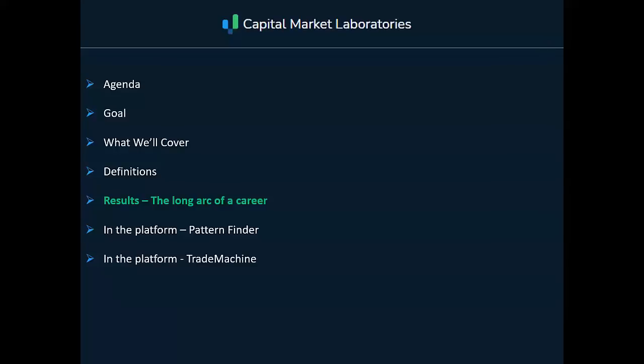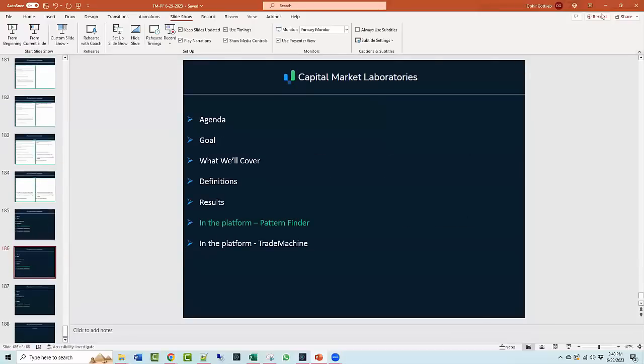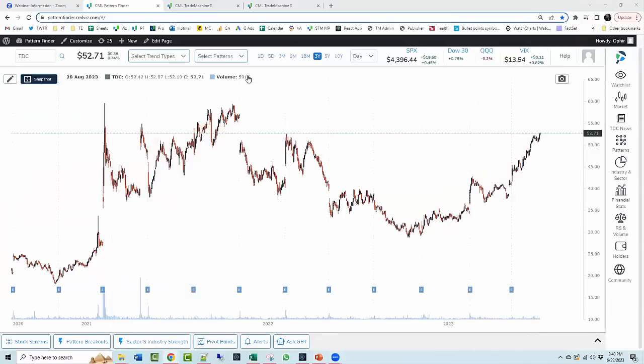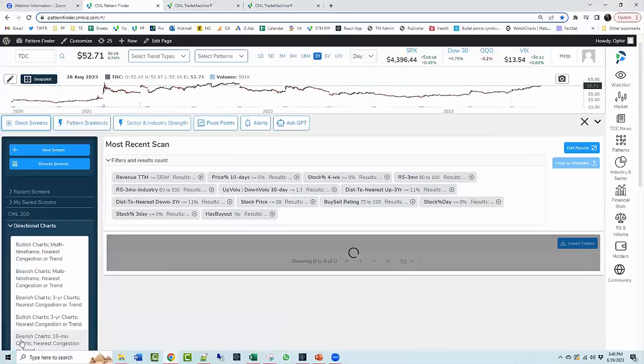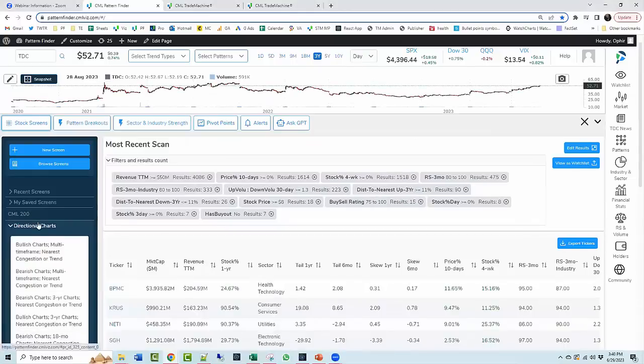So next part of the webinar, look how fast we're moving, is in the platform Pattern Finder. Here we go. By the way, you know how I said Pattern Finder and Trade Machine would be in July 3rd? I was just kidding. It's in Pattern Finder right now. Let's go to stock screens. Let's go to our directional charts. Let's go to bullish charts over 3 years.